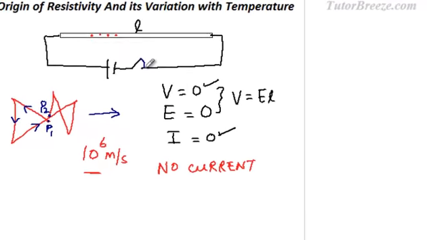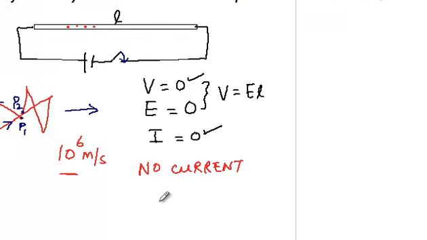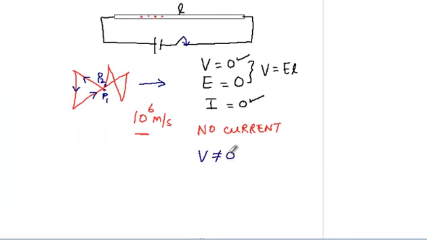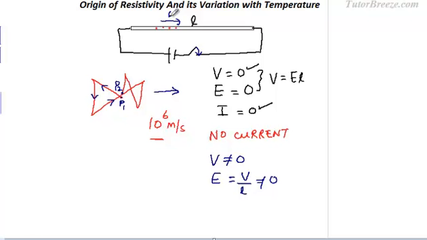Next, let us connect the voltage source. So the switch is on, and now we have a current through the conductor. Now let's see what happens in this case. V is not equal to 0. E, which is equal to V over L, is also not equal to 0, which means we have an electric field present inside this conductor now. Due to this electric field, the charges are going to experience a force, and that force is given by Q times E, and since these are electrons, the force will be in a direction opposite to the electric field.